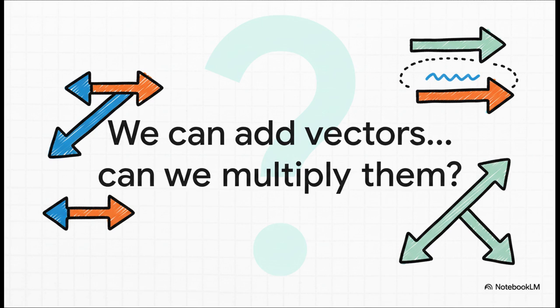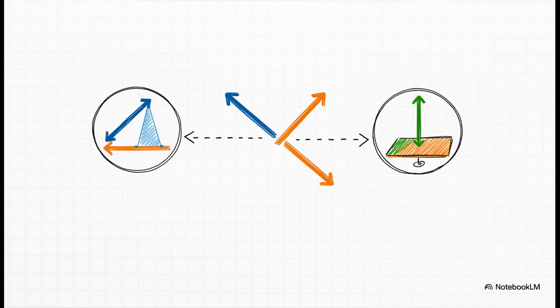But this is where things get really fascinating. Can you multiply two vectors together? I mean, what would that even mean? What kind of question does that even answer? The answer is a huge yes. But here's the twist. There isn't just one way to do it. There are two. Because in the world of vectors, there are two totally different questions you can ask about how they relate to each other. And each type of multiplication gives us a completely different kind of answer.